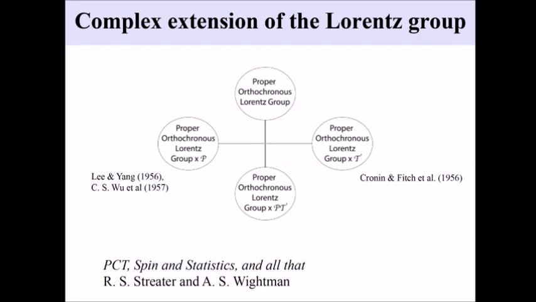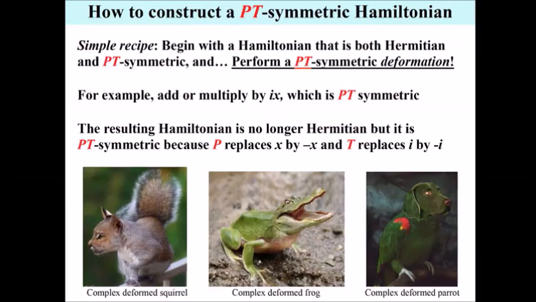But today we're not going to talk about particle physics. I'm only going to talk to you about elementary quantum mechanics. Okay, so the question is, how do you construct a PT symmetric Hamiltonian? And I'm going to give you a very, very simple recipe. You begin with a Hamiltonian that is both Hermitian and PT symmetric. Okay, so you begin with a Hermitian Hamiltonian that is also PT symmetric, and then you perform a PT symmetric deformation. And I'm going to explain to you what I mean.